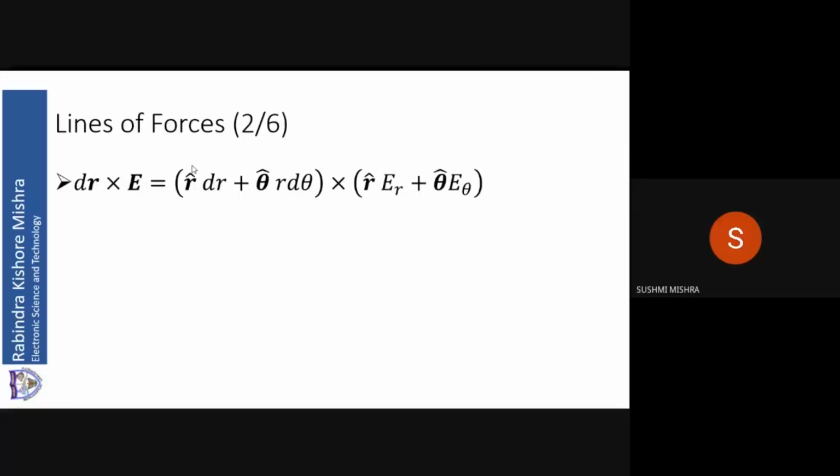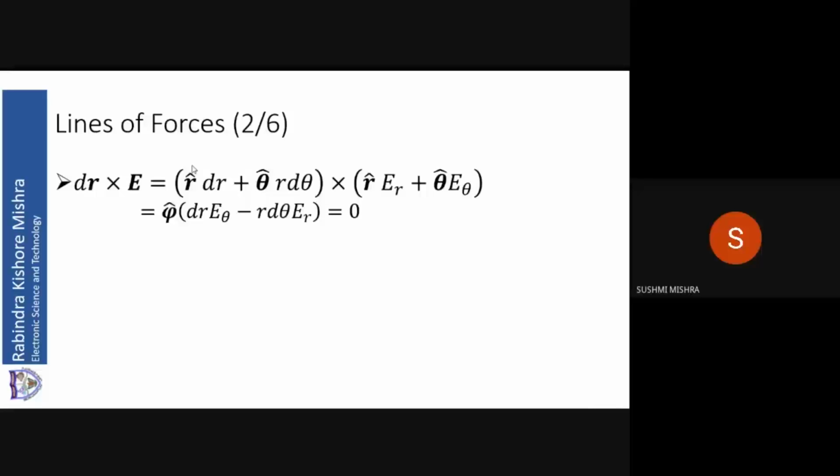Now let us find out what happens. We said dr cross E is equal to 0. Find out what is dr cross E. dr is r cap dr plus theta cap r d theta. E has two components, r component and theta component, so r cap Er plus theta cap E theta. If I take the cross product, that will give me phi cap (dr E theta minus r d theta Er).